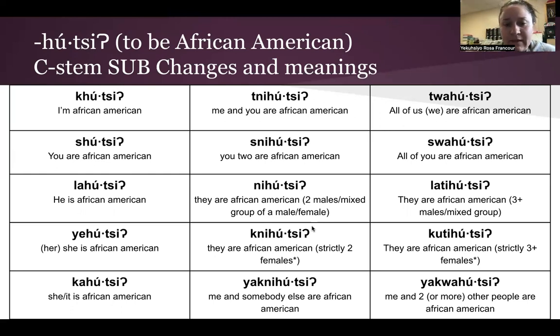Gni hunji, they are African American. Yagni hunji, me and someone, or we are African American, but it's not you. Remember, it's a we exclusive. Dwa hunji, all of us are Black or African American. Swa hunji, ladi hunji, gudi hunji, and yagwa hunji. Okay, so the meanings are all on there.